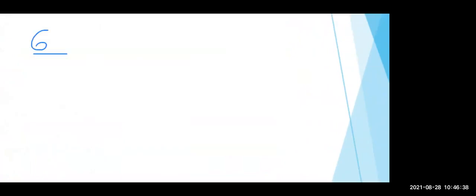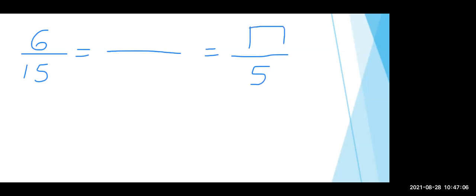Okay. Now the first one is given, that is 6 upon 15. Here, 6 upon 15 equal to dash upon dash. Now what do they want? They want the denominator 5. So you will write down 5. The denominator is 5, so we need to find the upper one, the numerator. So we will write one more time 6 upon 15.